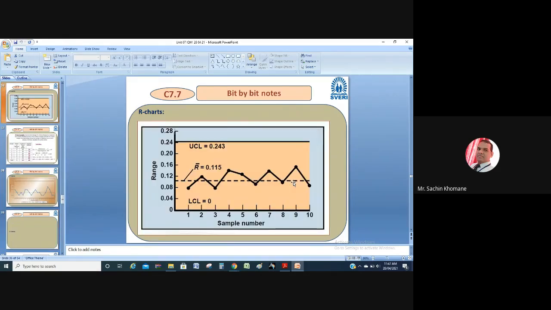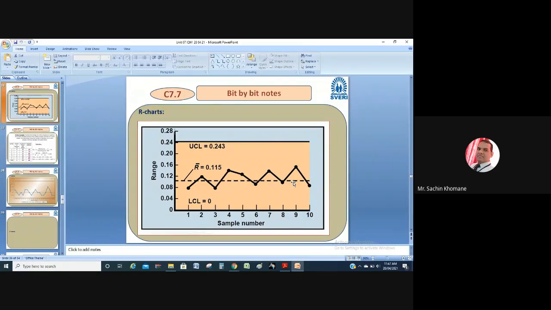So now see the reading. So range versus sample number. So now you can see, LCL itself is on the x-axis. Okay, in the previous example, for the X bar chart we have seen that LCL was above the 0 line, right? Above the x-axis. So here, as there were only 5 columns, even if 6 columns were there, still that value will be 0. Okay. So now LCL will be 0 and UCL will be 0.243.